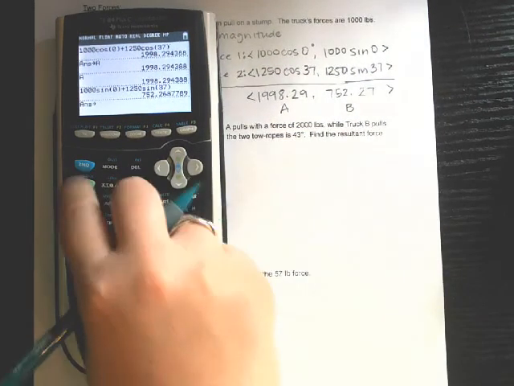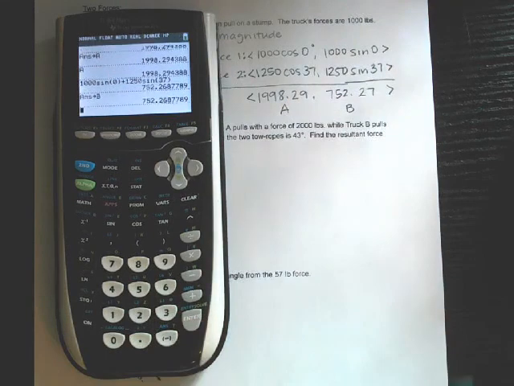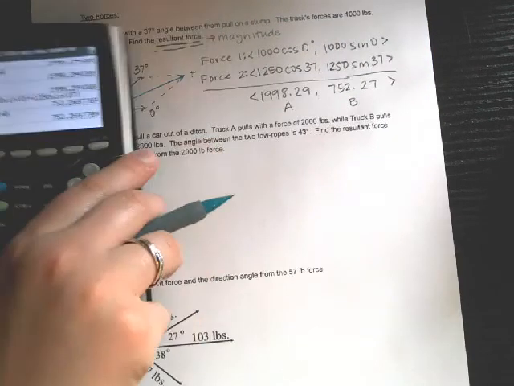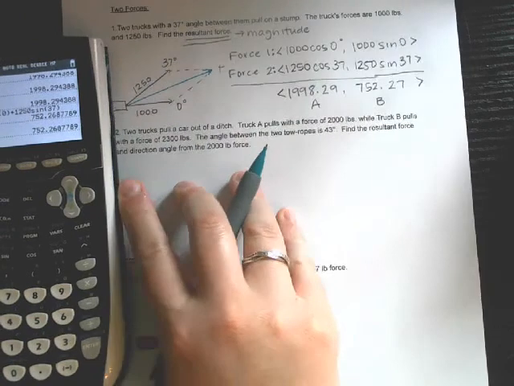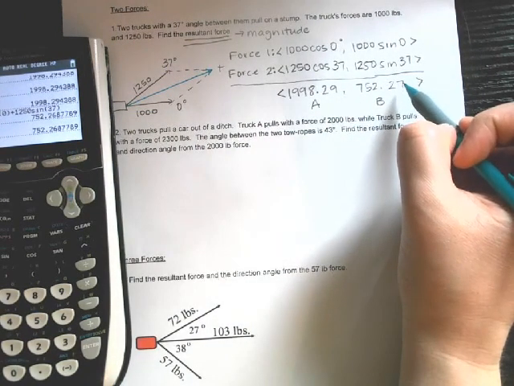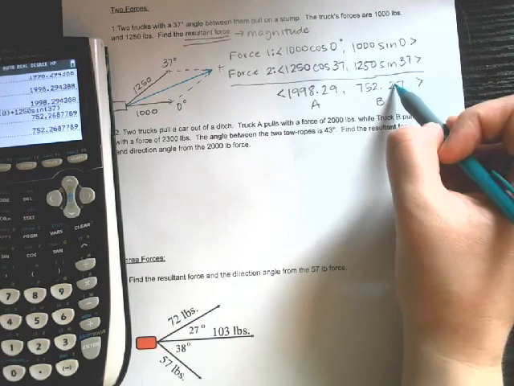And that one's going to be 752.27. Again, I don't want to use the rounded version. I want the whole thing. So I am going to store this one as alpha B. So now they're nice and stored in my calculator so that I still have them. But now this is my component form.